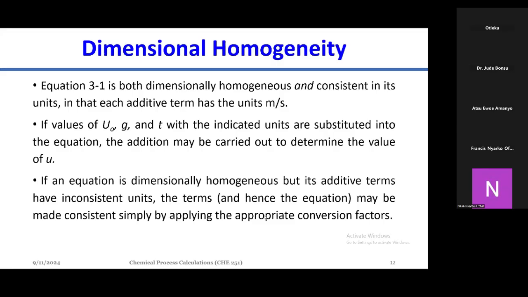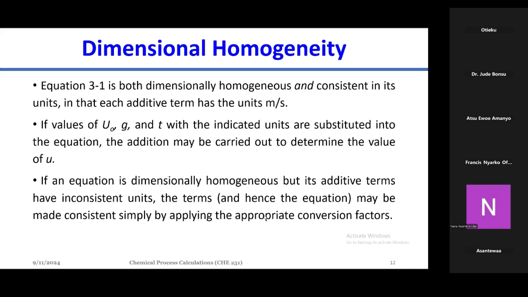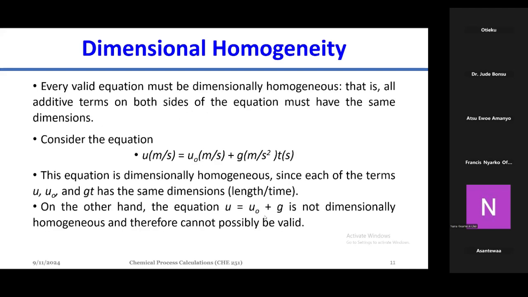Now, with this part, we are talking about dimensionally homogeneous and consistent. The consistency here is that when I take this equation, u equals u naught plus gt, the u here has a velocity dimension, which is true. This also has the dimension of velocity. When I multiply these two, it gets the dimension of a velocity, which makes everything here dimensionally homogeneous.